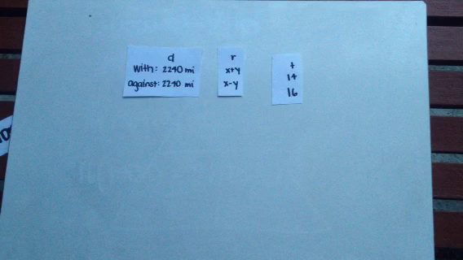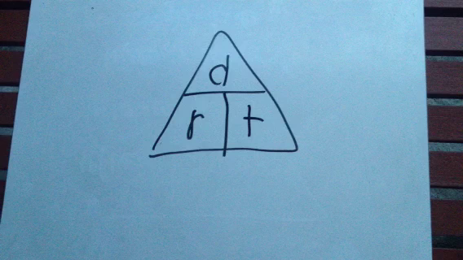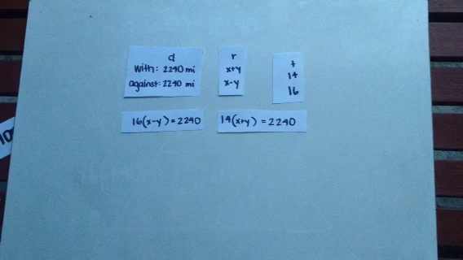To find our equation, we can use the DRT triangle as a technique to find distance, rate, and time. We are looking for x and y in this equation to find the rate. We multiply rate and time since distance is constant. The equation then will be 14 multiplied to x plus y equals 2,240 for with the wind, and 16 multiplied to x minus y for against.